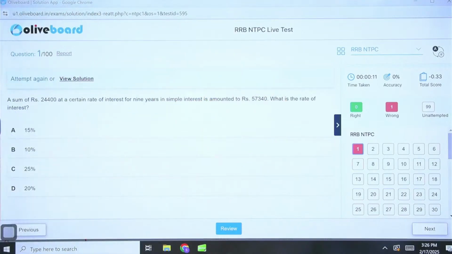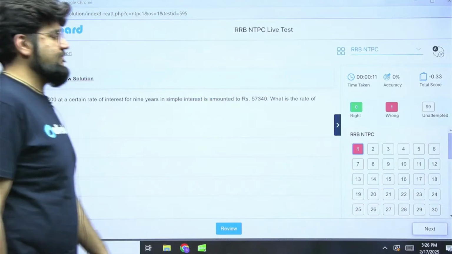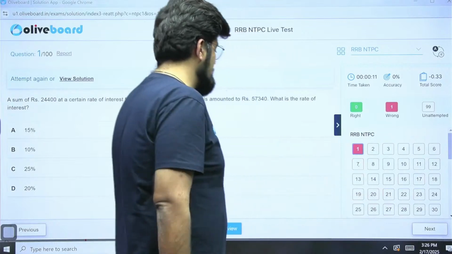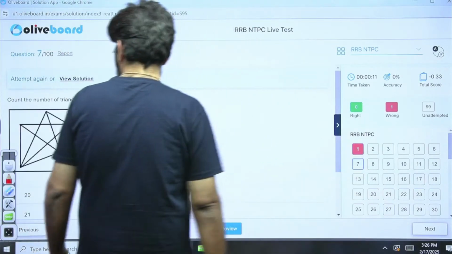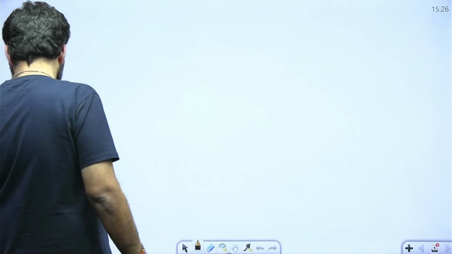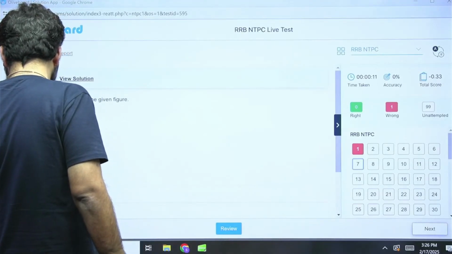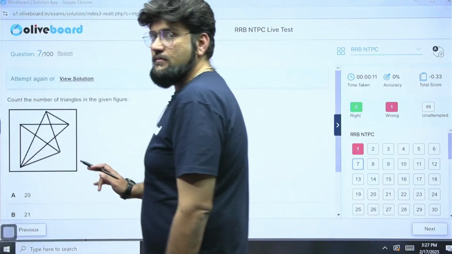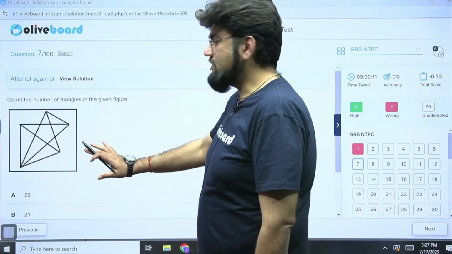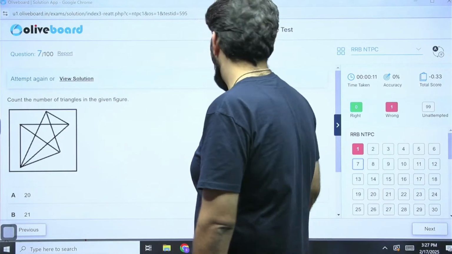I'll be starting with the first reasoning question, which was question number 7. Now, question number 7 dealt with a simple counting based question. This question was put across and they had asked you how many triangles are there in the figure.